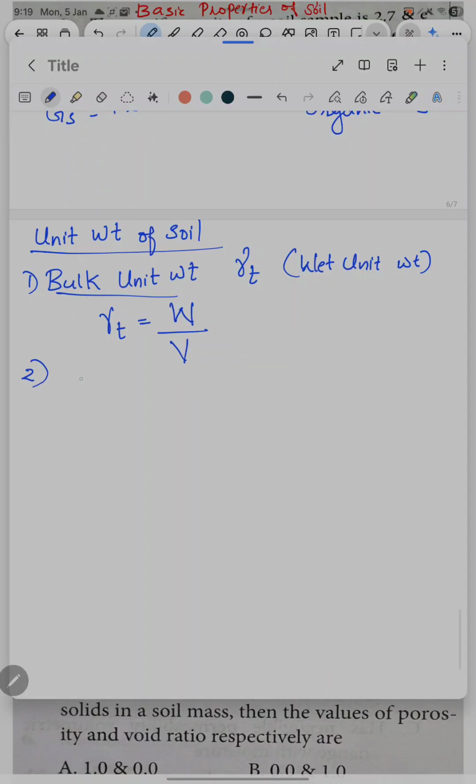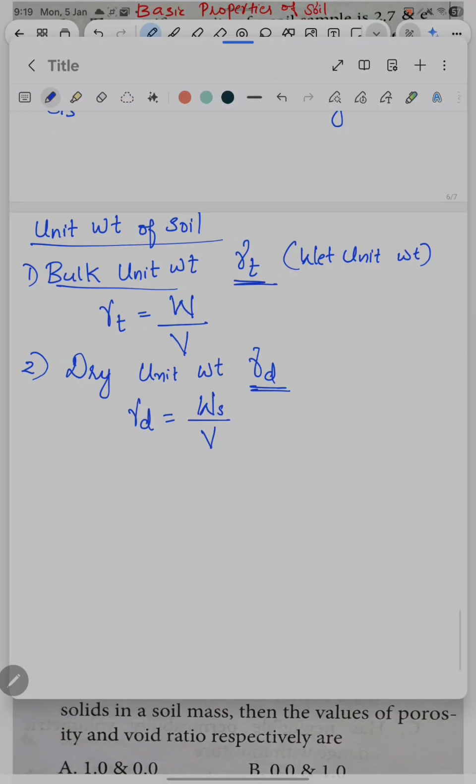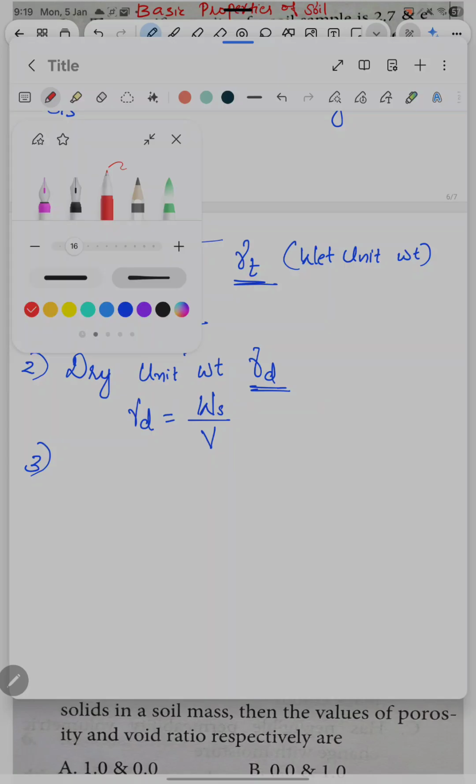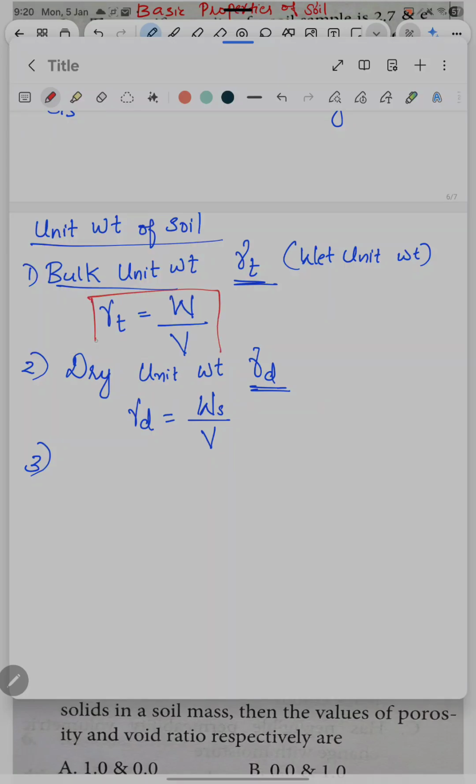Second term is dry unit weight, denoted by gamma D. So gamma D is weight of solids to total volume. These equations are all important. Bulk unit weight is total weight to total volume. Dry is weight of solids to total volume. Next term, saturated unit weight.